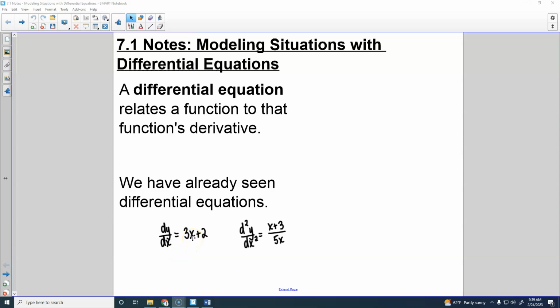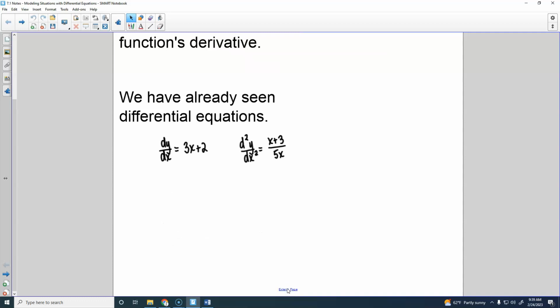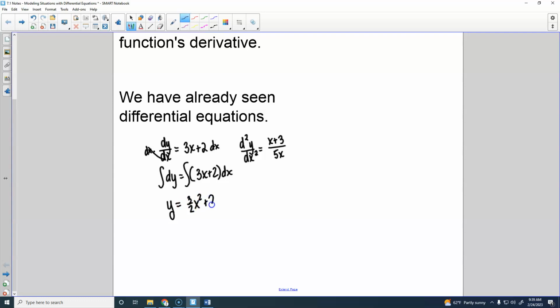So for example, if you were asked to solve this differential equation right here, you would multiply both sides by dx to get your dx over here. You get dy equals 3x plus 2 dx. You would integrate both sides. When you integrate dy, you just get y. And then over here, you would get 3/2 x squared plus 2x plus c. So we have done the very most basic version of solving some differential equations.